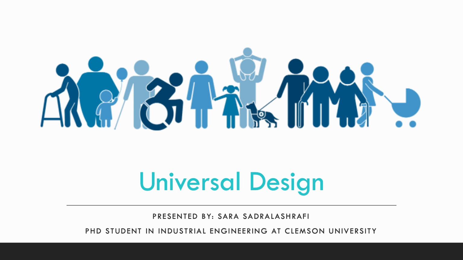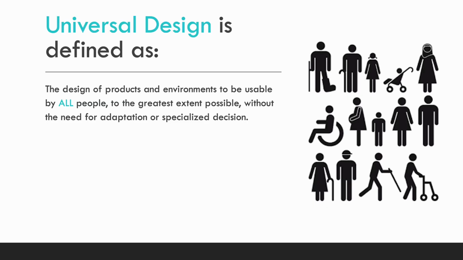So, what do we mean by universal design? Universal design is defined as the design of products and environments to be usable by all people to the greatest extent possible without the need for adaptation or a specialized design. So, universal design is expanding the current design to cover a wide range of users.